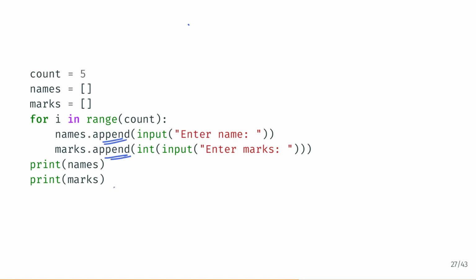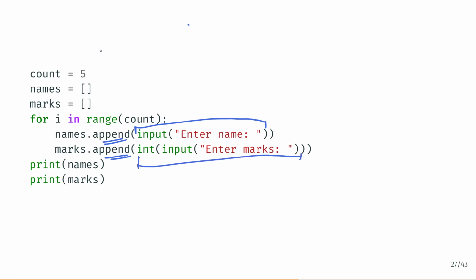In this example, both names and marks are empty lists. So names equals nothing, marks equals nothing, but you just stated to Python that these are lists. Right now they're empty, but they are lists. So for i in range count, which is 5, so for every i being 0, 1, 2, 3, 4, names.append whatever name the user provides, and marks.append whatever marks the user provides, converted to an integer.